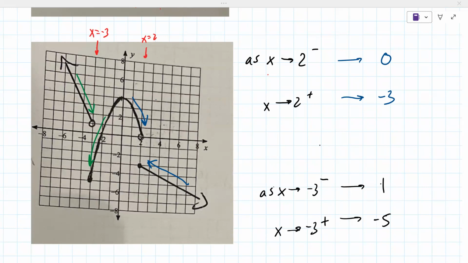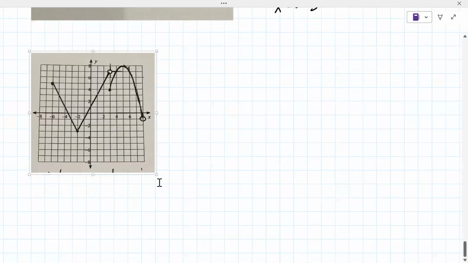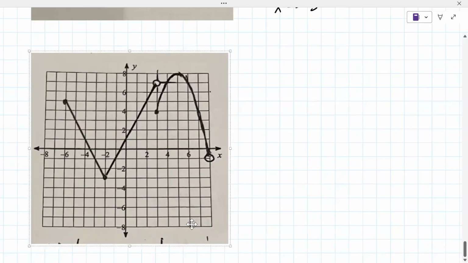I've got one more graph here. I want you to write out any middle behaviors that you see. Okay. I see one at 3. Yeah, let's just go with the one at 3.